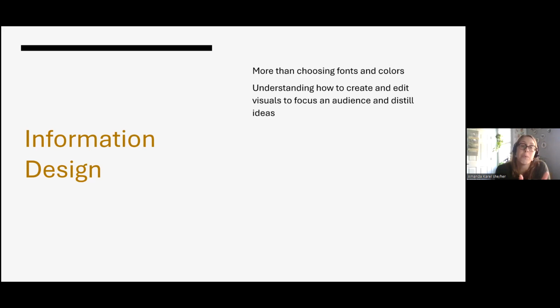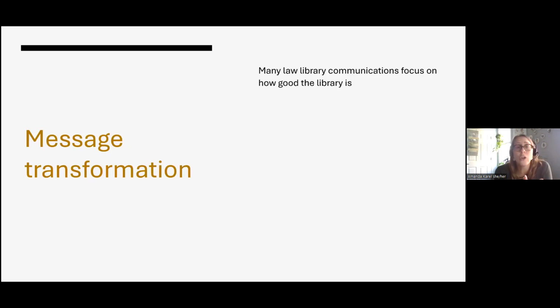You've really got to think about that message you're trying to impart. And currently, many law library communications are focusing on how good the library is. Typically, this is done by focusing on visualizations with information about library inputs, like the number of reference service hours offered, and information on outputs, like the number of questions answered at the reference desk over the course of the year. I did a quick search for law library annual reports, and I found a lot of images right away.